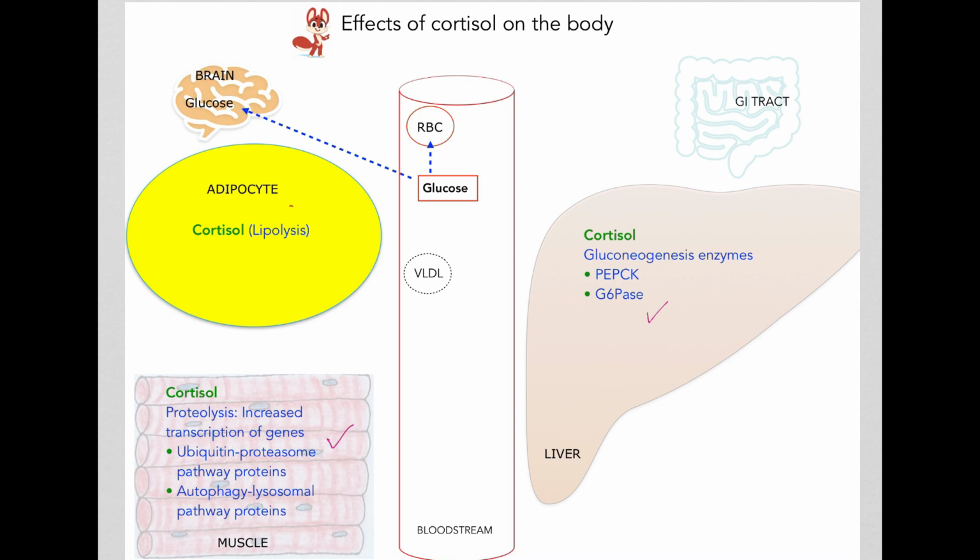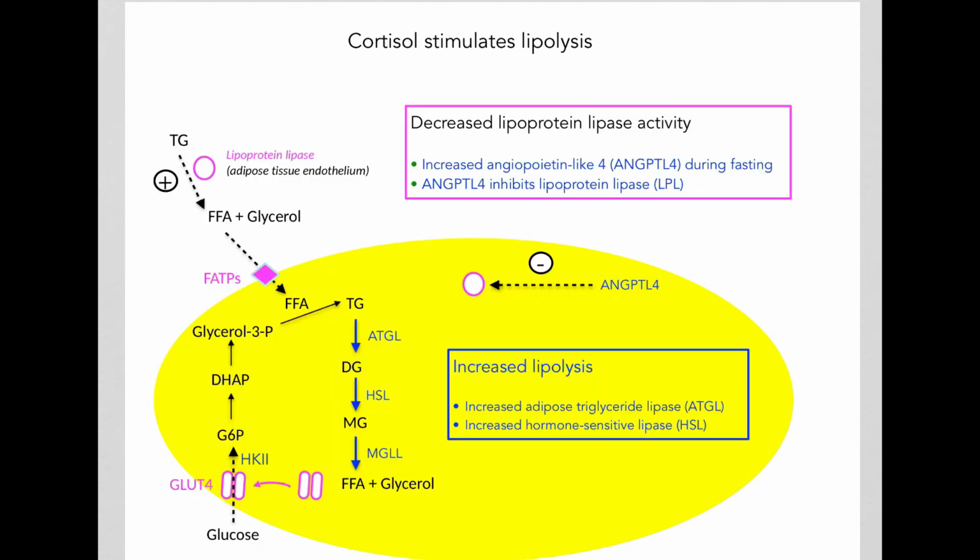Another thing cortisol does is that it will increase the breakdown of triglycerides in the adipocytes. Let's see how that happens. Cortisol increases the amount of ATGL as well as HSL, and these enzymes, when they're present in higher concentrations, will cause more rapid breakdown of triglycerides into diglycerides, and then diglycerides into monoglycerides, which eventually will be broken down into fatty acids and glycerol.